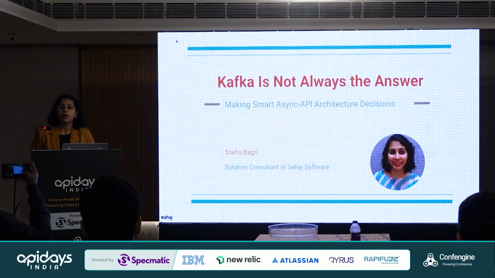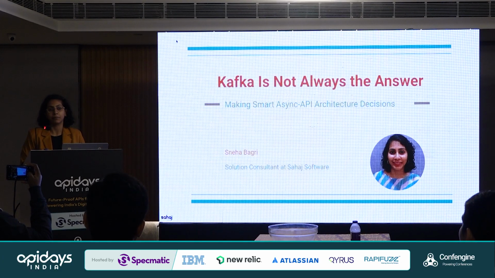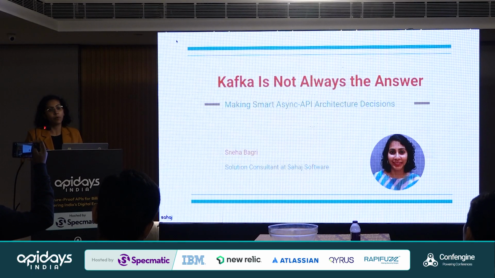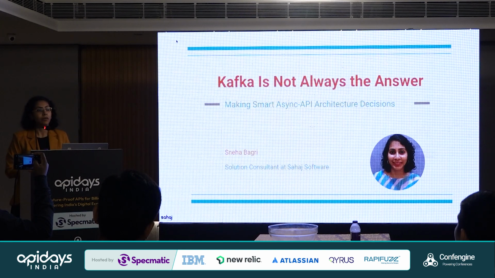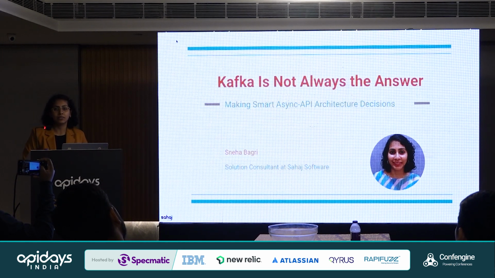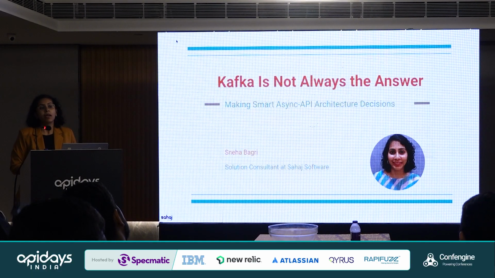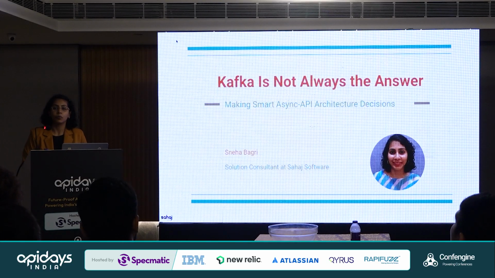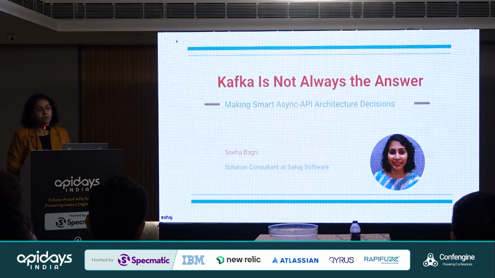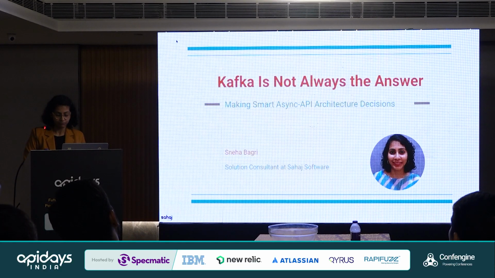So, when we talk about asynchronous systems, one tool we often talk about is Kafka. It is powerful, it is popular, and it's often the default choice. But here is the truth: Kafka need not be the default choice always. Sometimes simpler systems can be faster, cheaper, and easier to maintain. In today's talk, I will walk you through how I learned that the hard way and provide a practical decision making framework for making smart async API architecture choices.